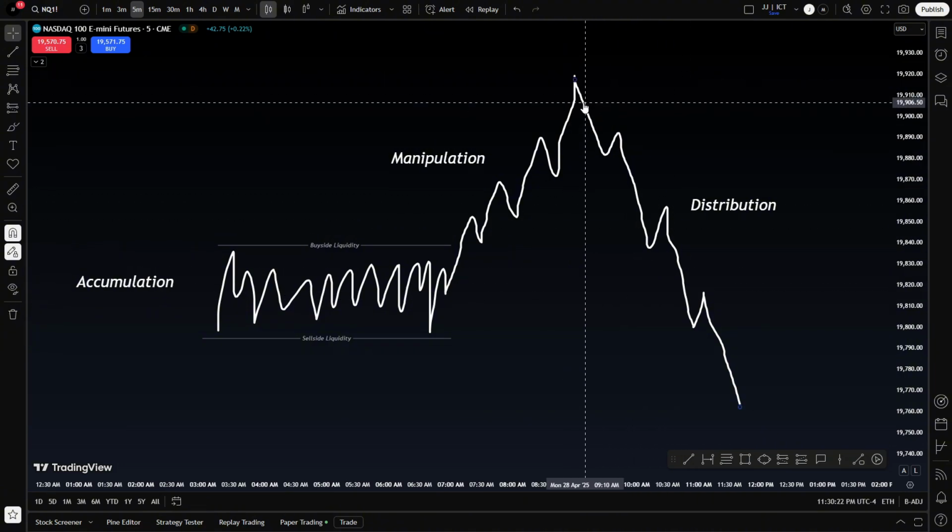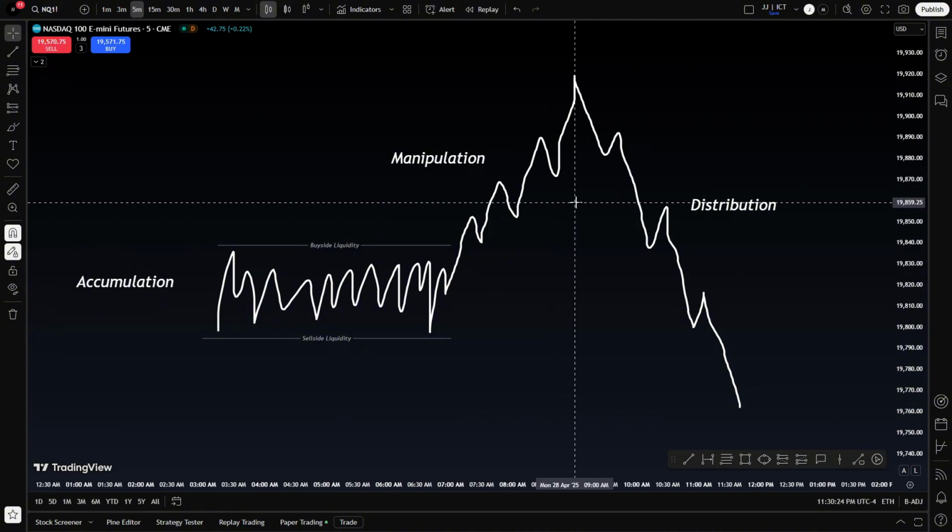This is what you want to catch. You do not want to trade, and I'm going to say this a couple times, you do not want to trade accumulation and manipulation. You can trade the manipulation, but it's close to impossible, especially nowadays with these markets.